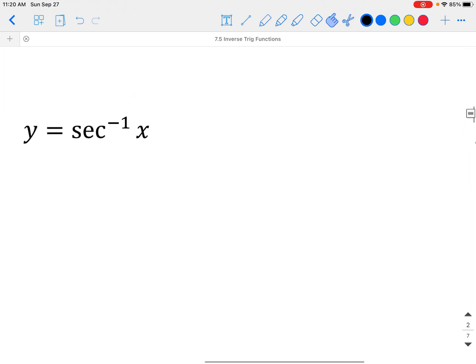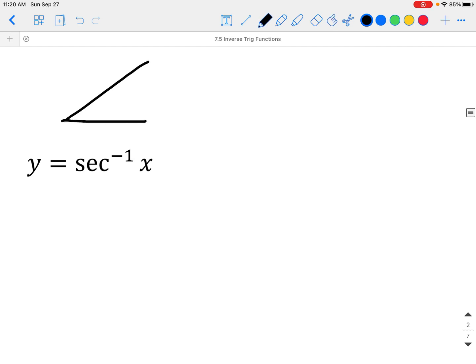So let's go ahead and look at secant, let's say. So secant, we're going to have y be our angle measure again. And then secant is hypotenuse over adjacent. So we get x and 1. So then in here, we're going to end up with the square root of x squared minus 1 as our opposite side length. Again, using the Pythagorean theorem.